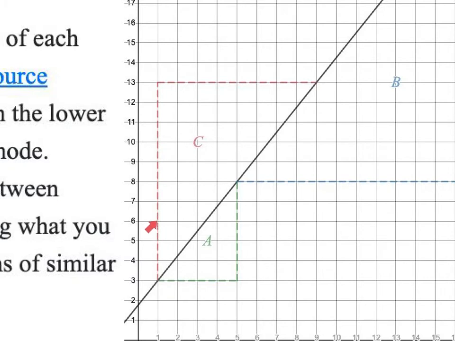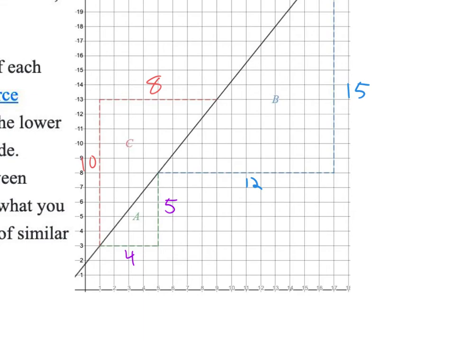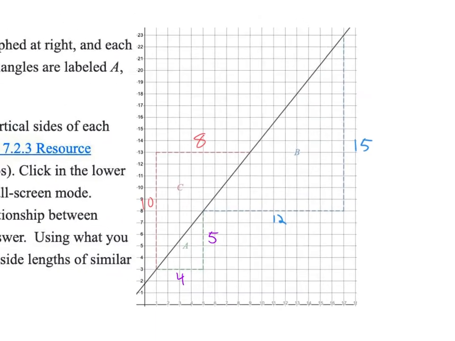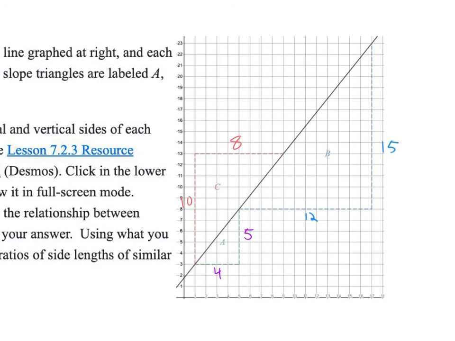So 1, 2, 3, 4, 5, 6, 7, 8, 9, 10. So this one here goes up 10, and it goes over 1, 2, 3, 4, 5, 6, 7, 8. So triangle C is 10 by 8. Triangle A, which I'll do in purple here, that's going to be over 1, 2, 3, 4, and up 1, 2, 3, 4, 5. I've got 5 going up and 4 going across. All right, so I think that you are all capable counters. So when I count out B, it is 12 by 15.